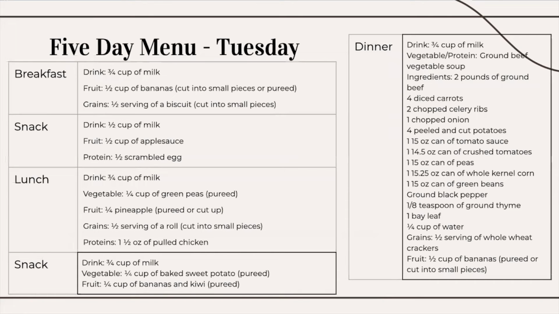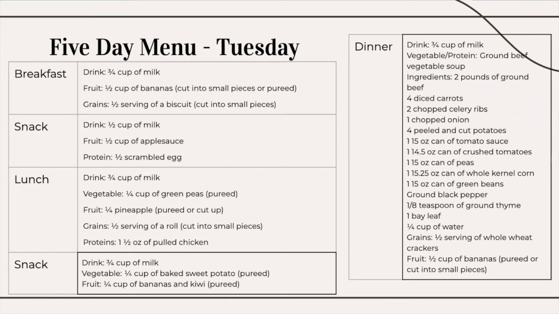And then for Tuesday for breakfast, they can do 3/4 cup of milk. For their fruit, half a cup of bananas cut up into small pieces or pureed. And then for their grains, they could do half a serving of a biscuit cut into small pieces. For their morning snack on Tuesday, they could do half a cup of milk, half a cup of applesauce, and then half of a scrambled egg for their protein.